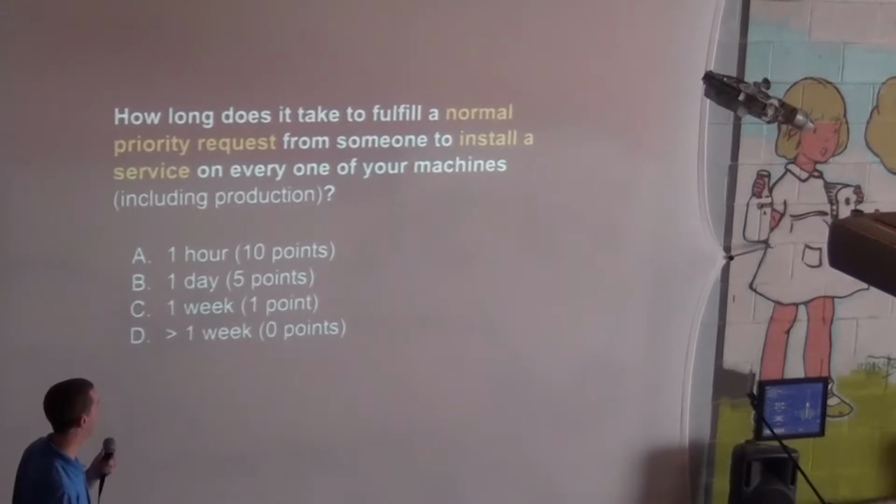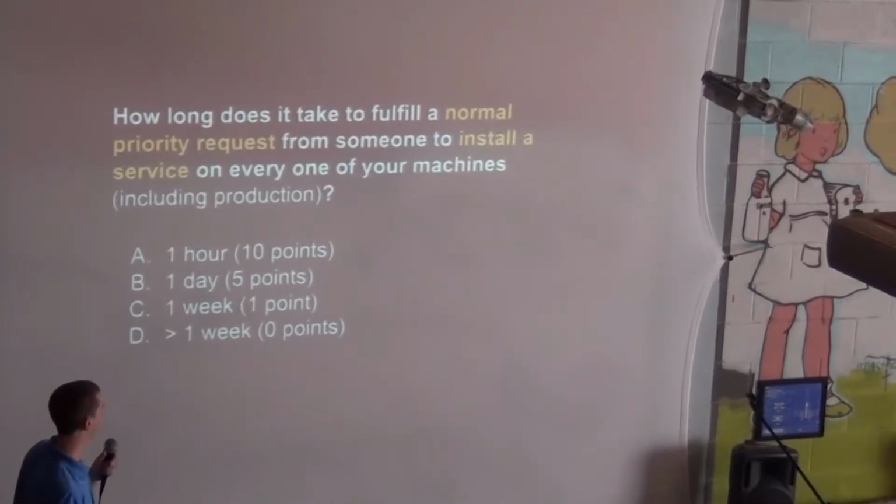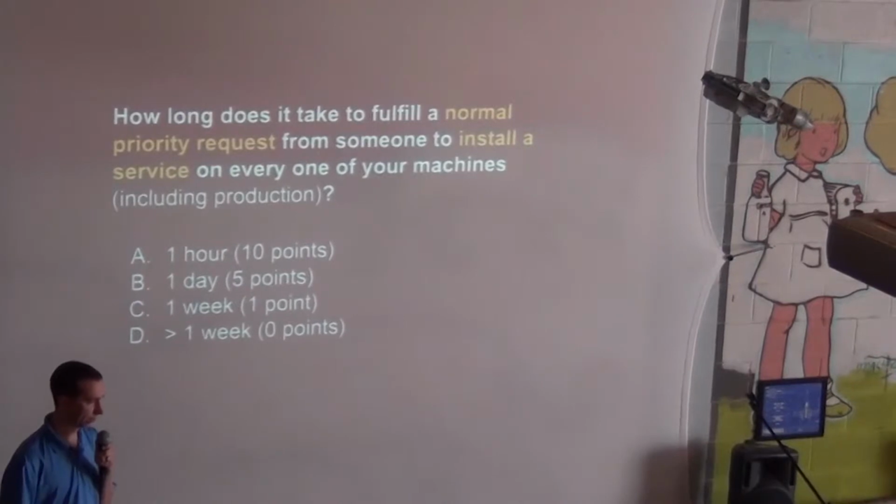So the second question is, how long does it take to fulfill a normal priority request from someone to install a service on every one of your machines, including production? So everyone got that one? Or at least a decent idea.